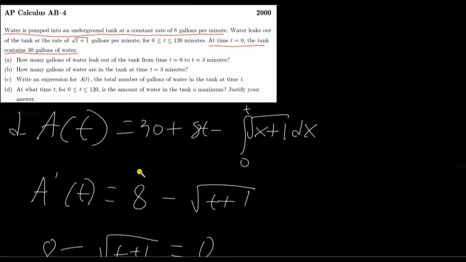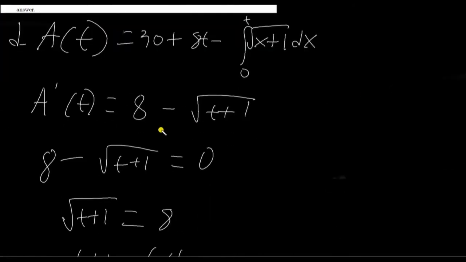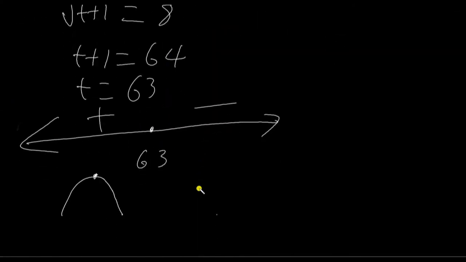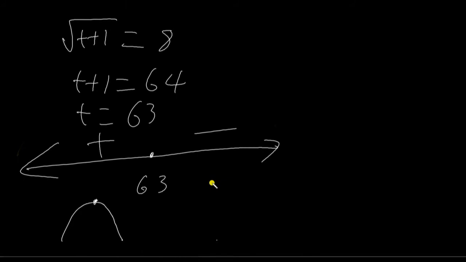So remember, they also asked us to justify our answer to show that 63 is the maximum. So we did something like A prime of t is positive for 0 less than t less than 63, and then negative for 63 less than t less than 120. Therefore, the maximum is at t equals 63.